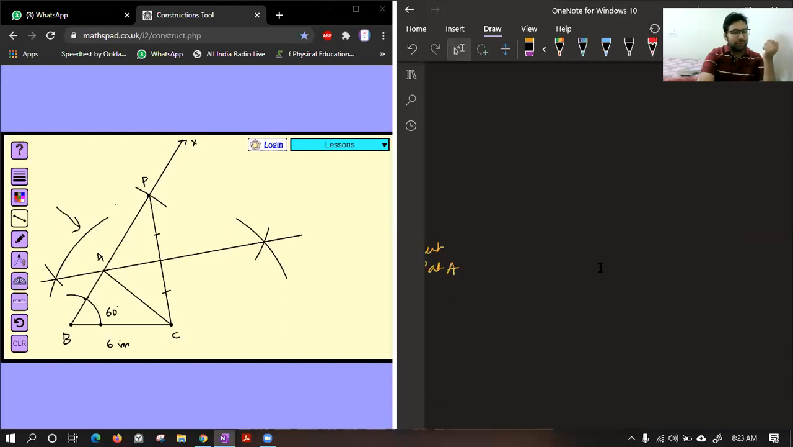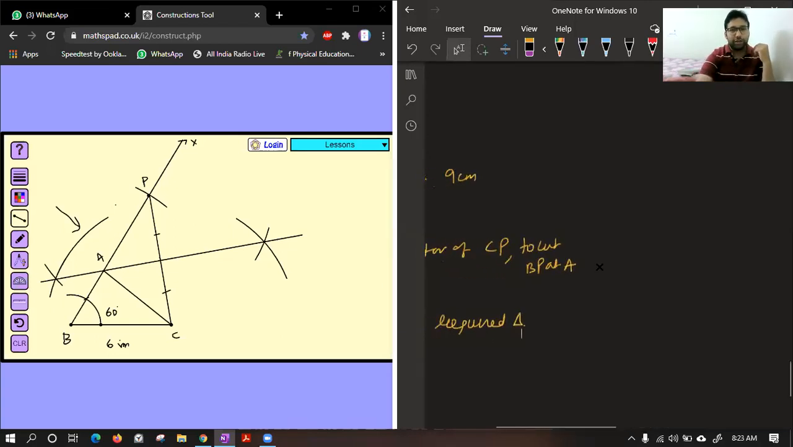Vaishnav, I am just wasting my time writing these steps of construction. Why will it come in exams? Sir, please repeat. Parkhi. Okay.